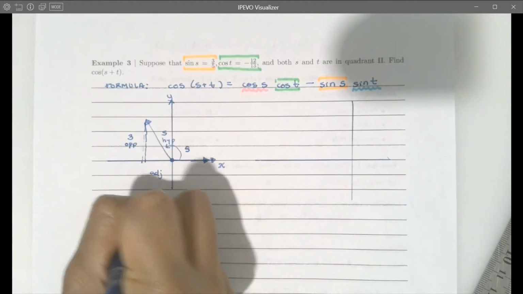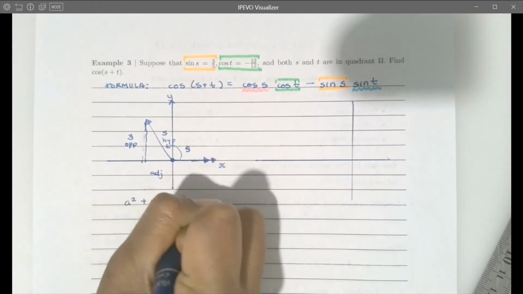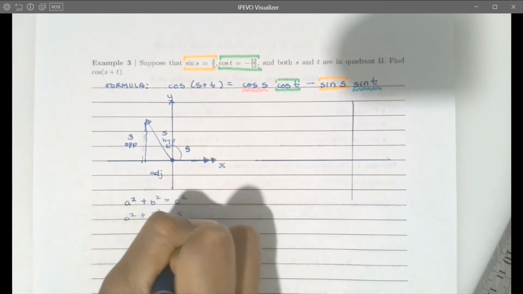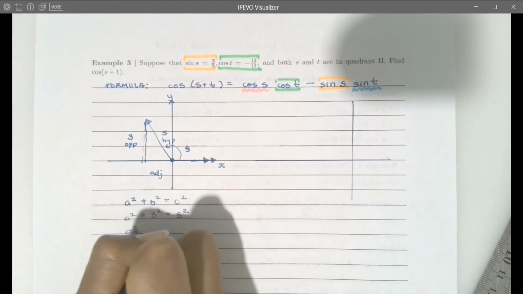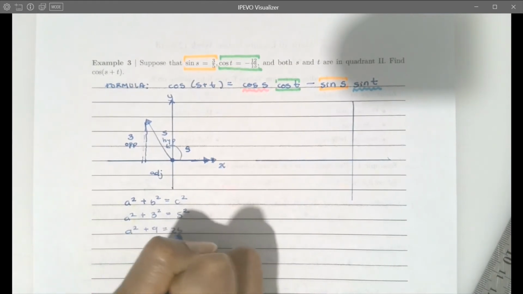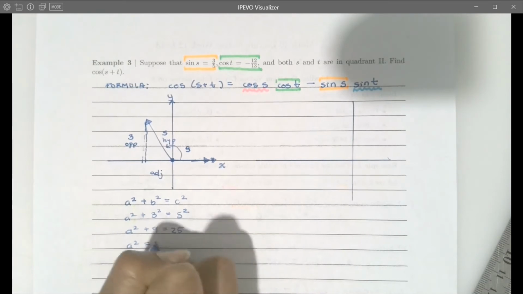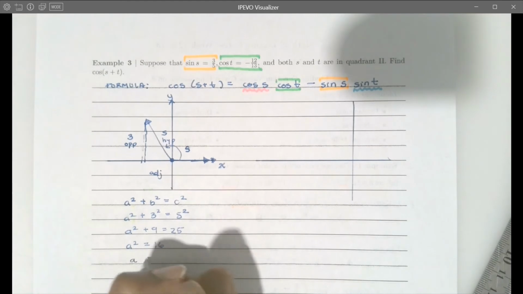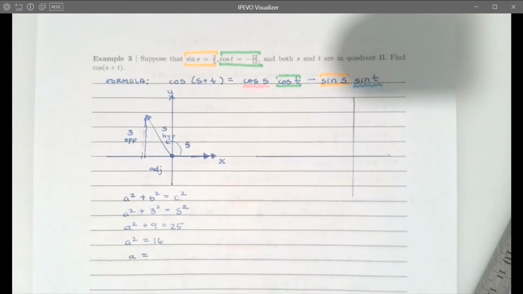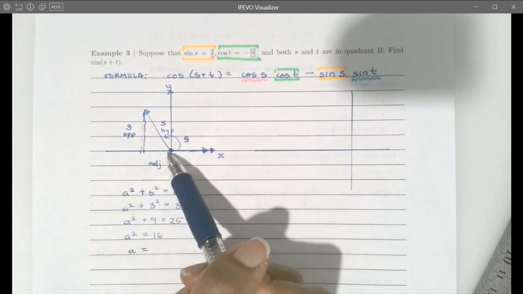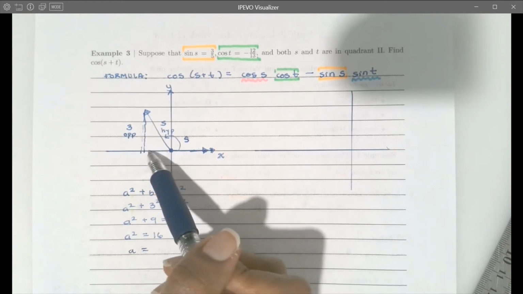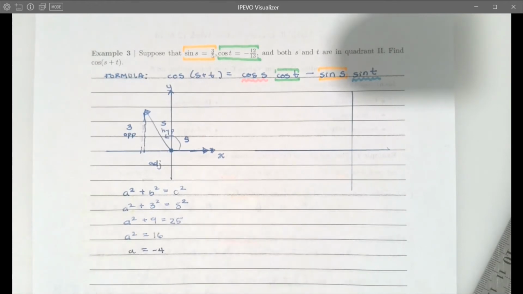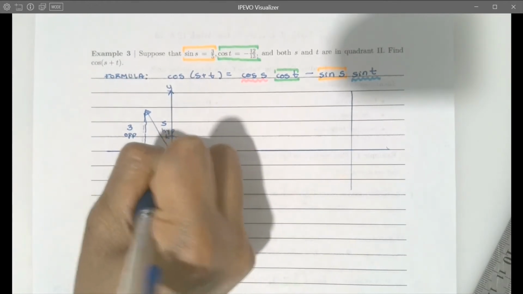Okay, so we'll have a squared plus b squared equals c squared again. But now a is unknown, b is 3, and c is 5. So we'll have a squared plus 9 is equal to 25. That means that a squared is going to be 16. And that means that a will have to be either a positive or negative 4. Now in this case, because the adjacent side lies on the negative x-axis, that means that we need to have a negative 4. Okay, so the adjacent side will be negative 4.